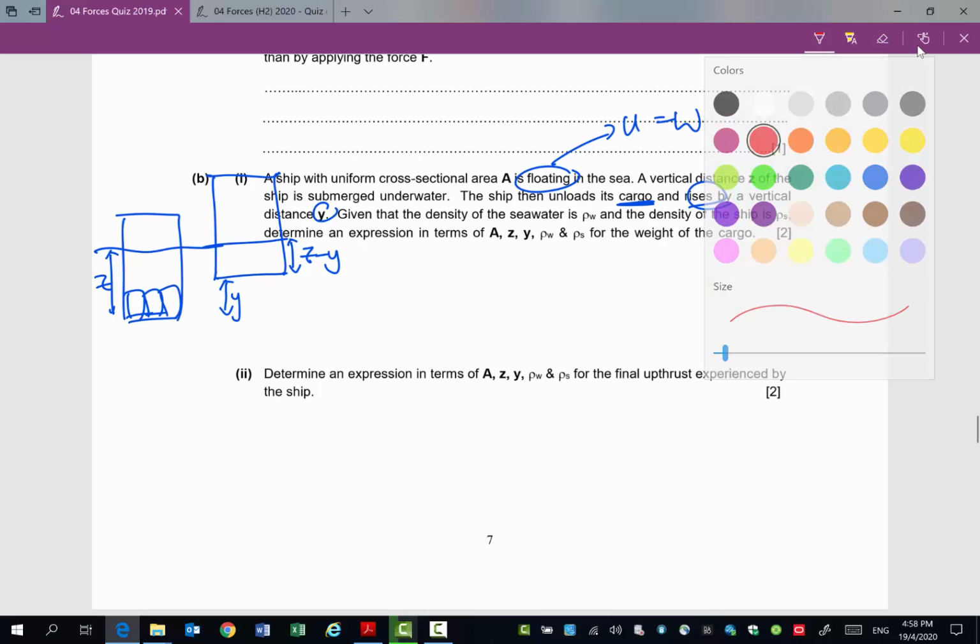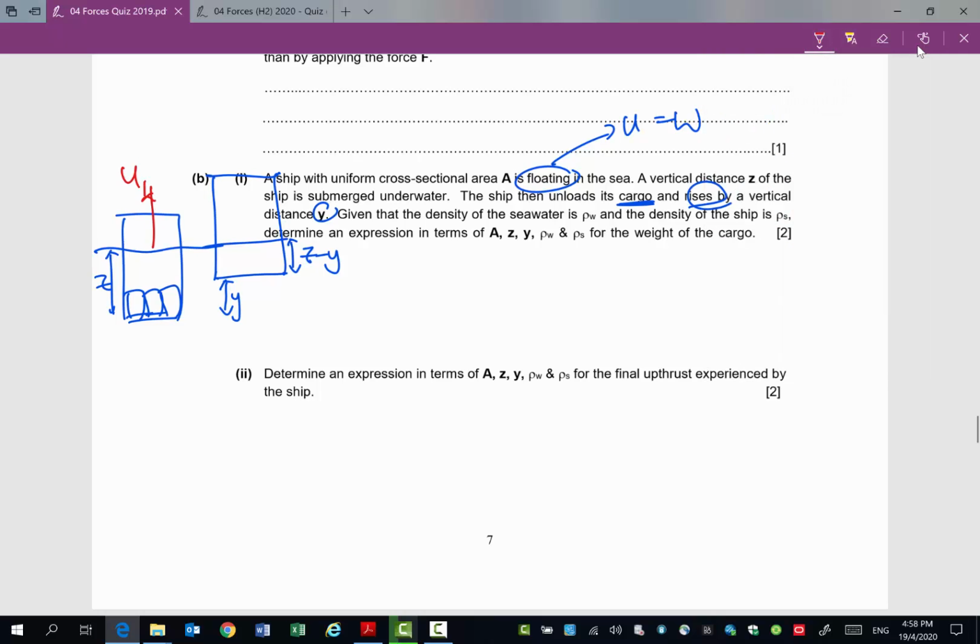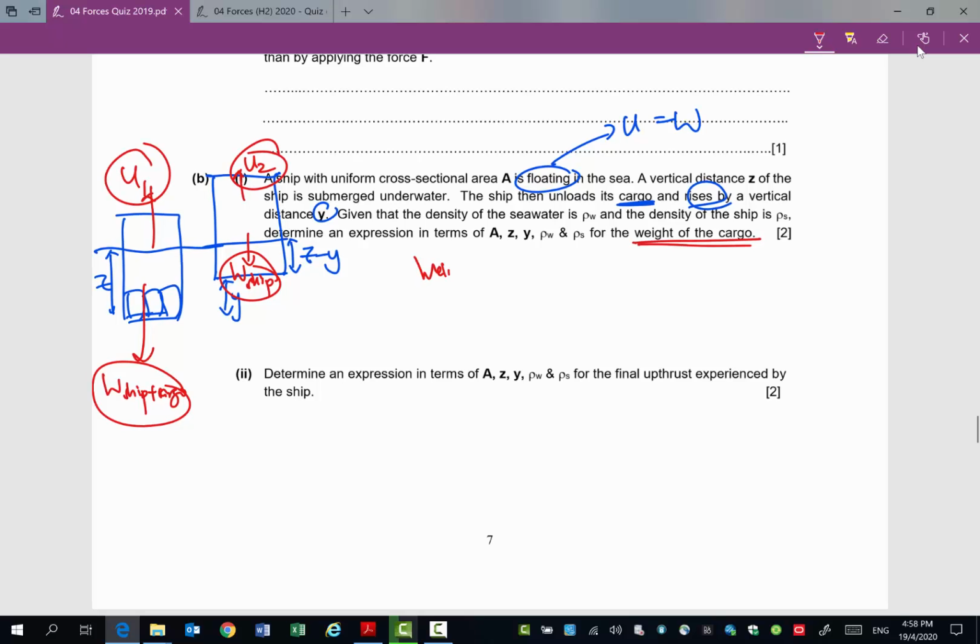So in both cases, the ship must be floating. I have upthrust 1 that should be equal to the weight of the ship plus cargo. In the second scenario, there is only the remaining weight of the ship, and upthrust 2 should be equal to the weight of the ship. For B part 1, I'm required to find the weight of the cargo, which is the initial weight of the ship plus cargo minus the weight of the ship itself, which can be found by using U1 minus U2. So the weight of the cargo is U1 minus U2.